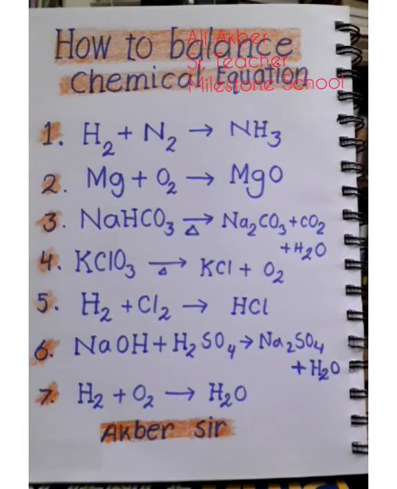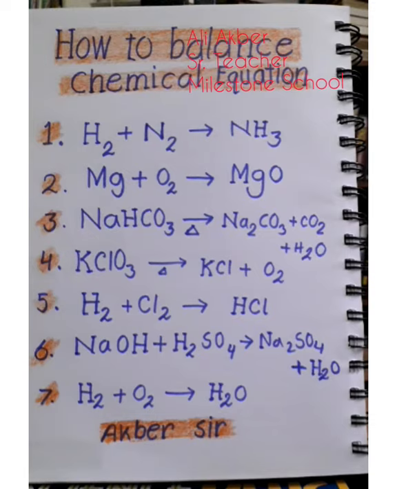Dear students, in reaction number 1 you see before the reaction the number of atoms of hydrogen is 2, but after the reaction the number of atoms of hydrogen is 3. So this is not balanced. So what you will do, you will multiply the reactant H2 by 3, and on the other side you will multiply the product ammonia by 2.